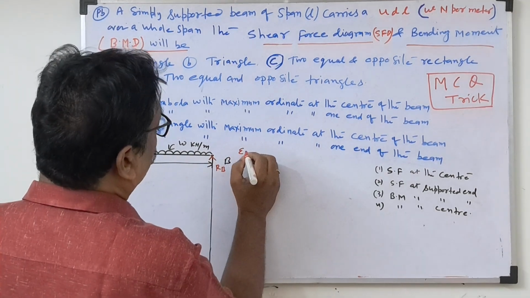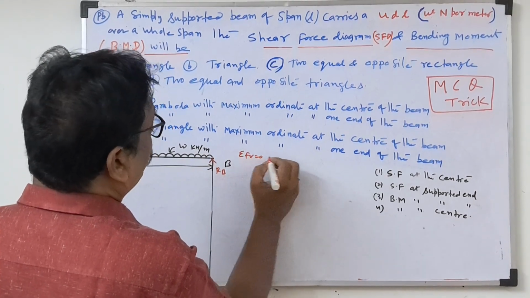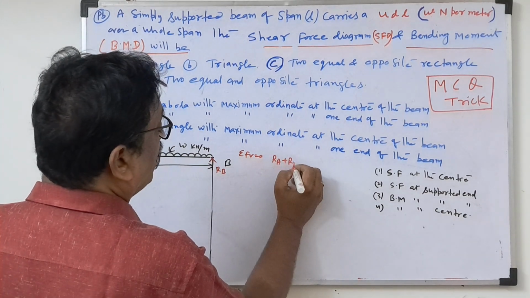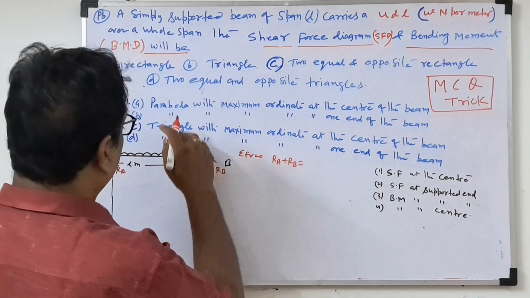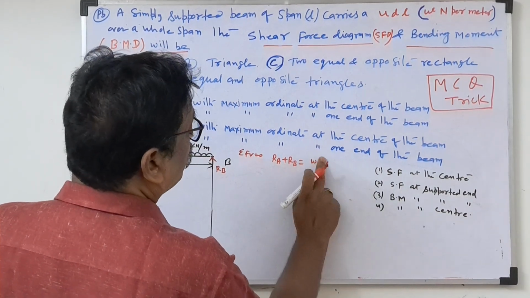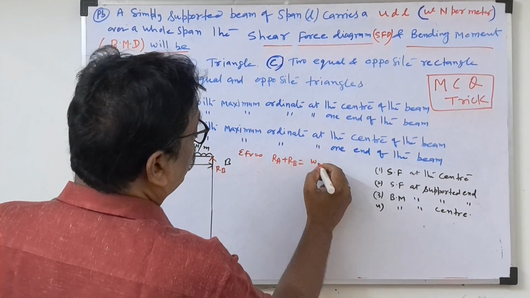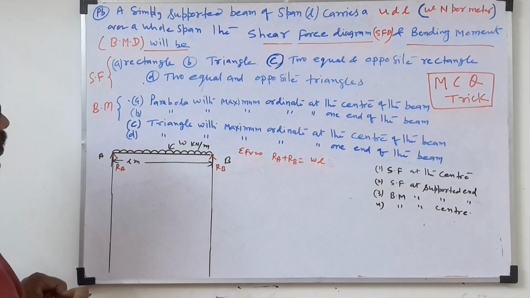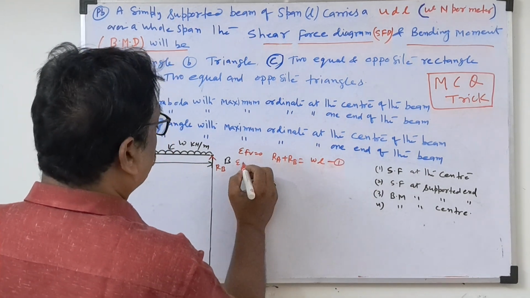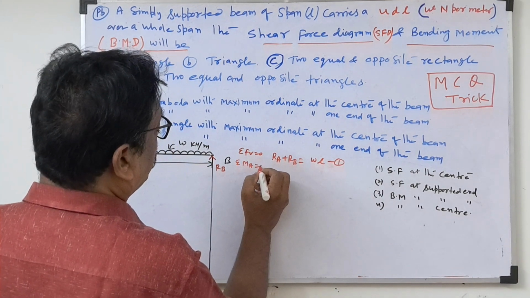We already know two equilibrium equations. Sigma F equal to 0: total upward force RA plus RB is equal to the total downward force, the UDL, so W into L. So just write WL. This is equation 1. Now we take moment about A as 0.